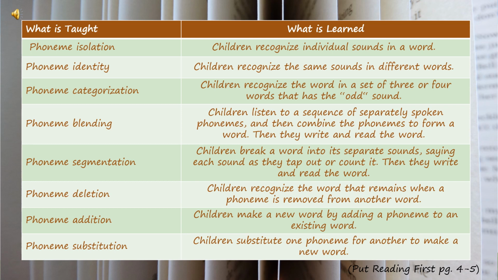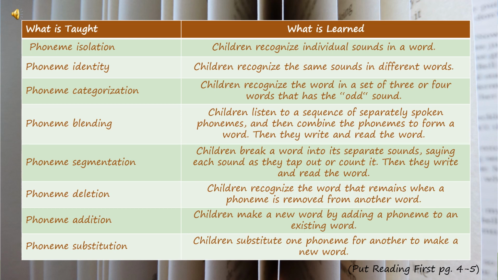So what are you teaching, and what will the children learn? You will teach phoneme isolation. Children will recognize individual sounds in a word. Phoneme identity, where children recognize the same sounds in different words. Phoneme categorization. Children recognize the word in a set of 3 or 4 words that has the odd sound. Phoneme blending, where children listen to a sequence of separately spoken phonemes and then combine the phonemes to form a word. Then they write and read the word.